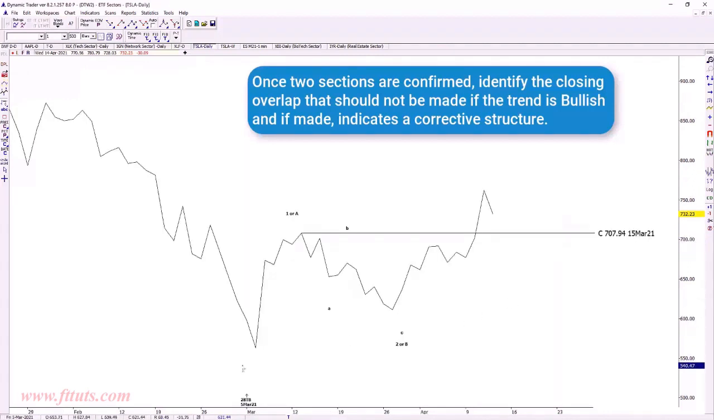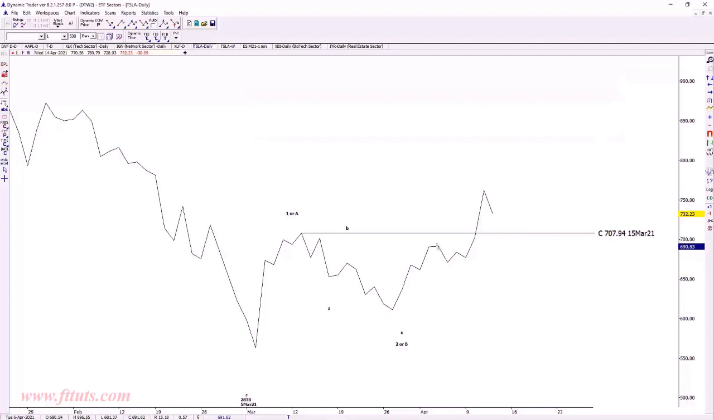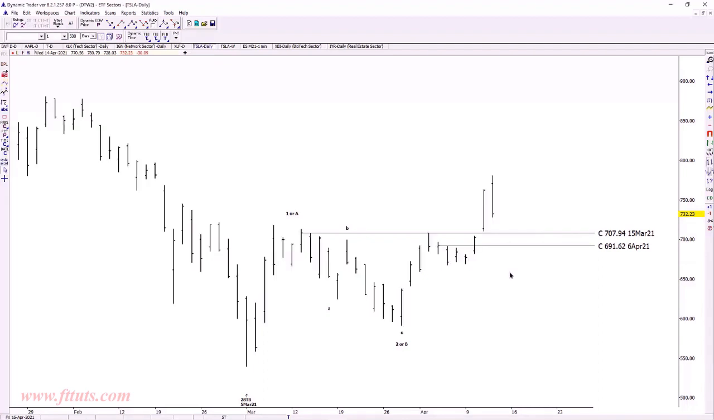So if we come down and close into the closing range of the 1 or A, that would warn us that this is probably a correction and not an impulsive trend. We could also do a close below this swing high. And again, that would be another type of overlap. Again, it would indicate that this is a corrective rally and not the beginning, or the resumption, I should say, of a bull trend. So let's go ahead and add some more data onto this chart, see what happens.